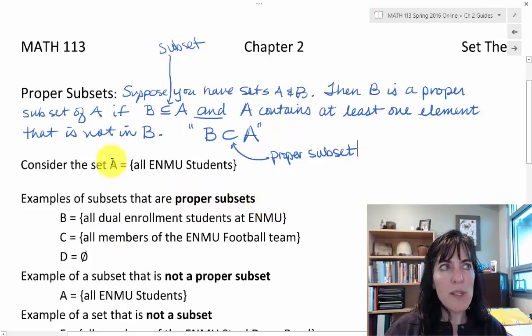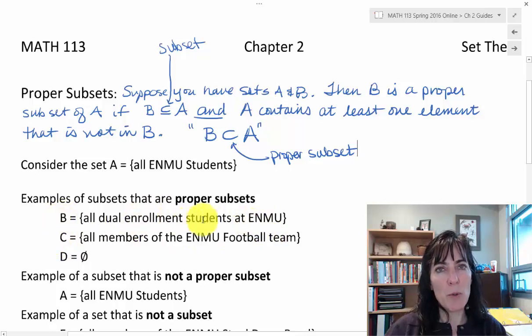going to be a proper subset of set A because it contains nothing, which is a potential subset, and so the set A definitely has one element in addition to no elements that are in D. Part C, all the members of the E&MU football team, I don't know, a couple of hundred people, and so those 200 guys are not all of the E&MU students. There are E&MU students who are not on the football team, so C is going to be a proper subset.